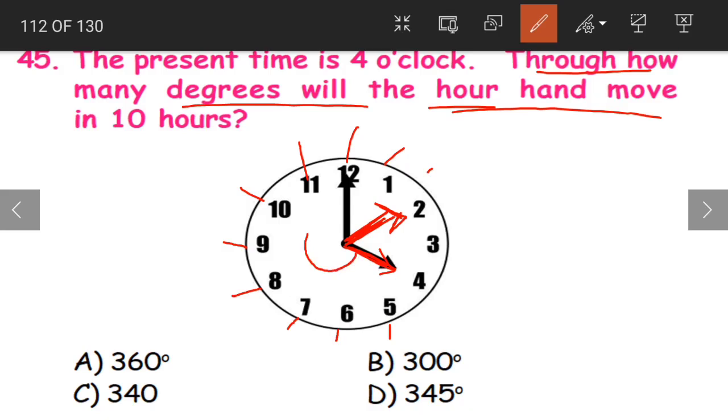So we want to find out through how many degrees the hour hand moves. From here till here. How much did our hour hand move, children? From 4 till 2. See, this is how much it has moved. We do not want to find out the angle between 2 and 4. What are we going to find out? We are going to find out how much it has moved from 4 till 2.